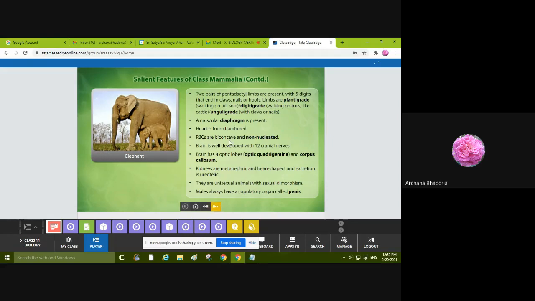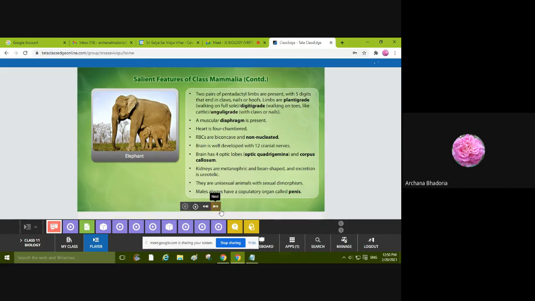Now, the RBCs are biconcave. So write it: in mammals, RBCs are biconcave and enucleated. The brain also has 12 pairs of cranial nerves, and 4 optic lobes are there in the brain. Excretion is ureotelic. Animals are unisexual. They show sexual dimorphism. And males always have a copulatory organ called the penis.